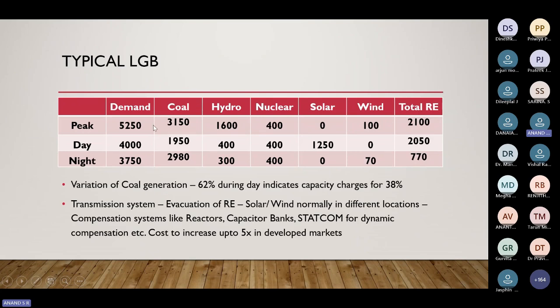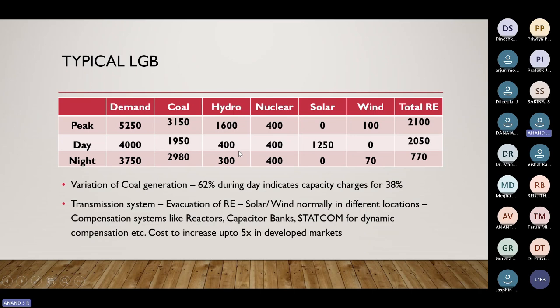And out of the 5,250, we need to have about 3,000 megawatt coal-based generation. Now, coming to the daytime, suppose we have about 1,250 megawatt solar generation available, then hydro, nuclear cannot be controlled because we are having only older plants, so it's not controllable. So hydro can be reduced to something around 400 megawatt.